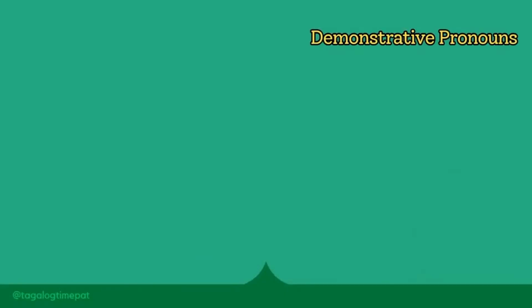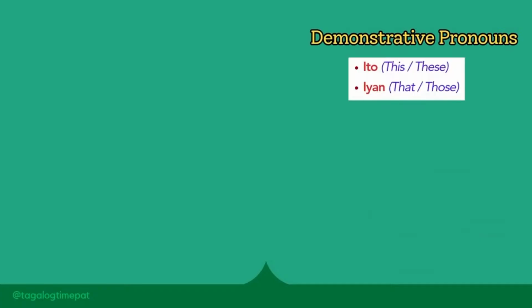All right, now let's practice with some demonstrative pronouns. Ito means this or these. Yan means that or those. If you wanted to say this is mine, it would be sa akin ito. Sa akin ito. Or you might hear sakin to. So a lot of people just put all the words together or shorten it. Sakin to, this is mine.